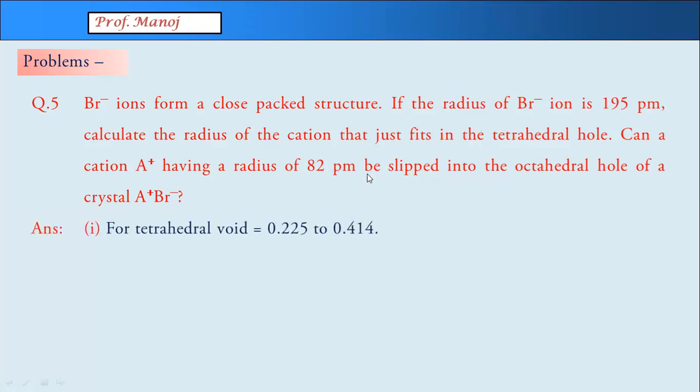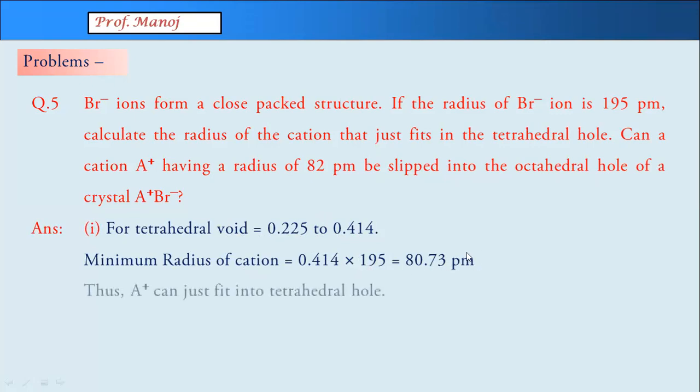So let us begin. Tetrahedral के लिए definition ये इक्वेशन था अपना 0.225 to 0.414 और रेडियस मिनिमम रेडियस है 0.414 इंटू 195 और A प्लस 80.73 है तो A प्लस का है दिया हुआ 82 पिकोमीटर. सो डेफिनेटली इट विल फिट इनटू दैट. दिस वी हैव फाउंड आउट फॉर द फर्स्ट पार्ट टेट्राहेड्रल के लिए.